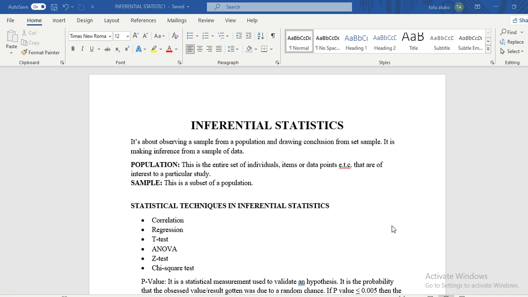Today we continue by looking at the techniques in inferential statistics. We have correlation, regression, t-test, ANOVA, z-test, and chi-square test. Here you can find all of these on Excel.